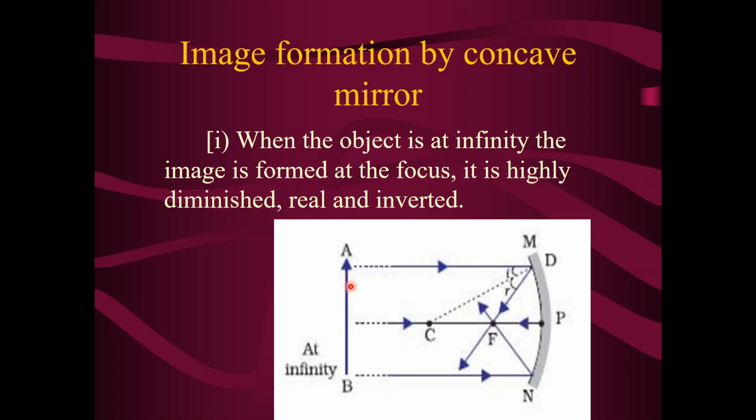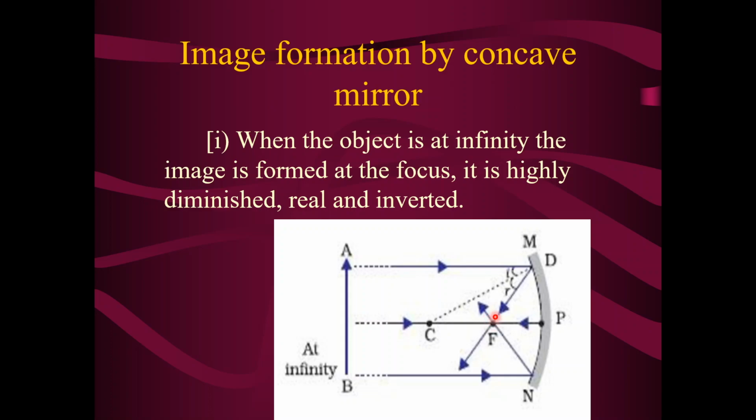So when the object is at infinity, very far, the rays from infinity are parallel. So parallel rays are coming from infinity. The parallel rays, according to the laws of reflection, will pass through the focus.